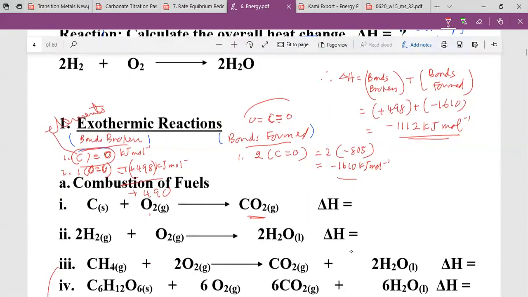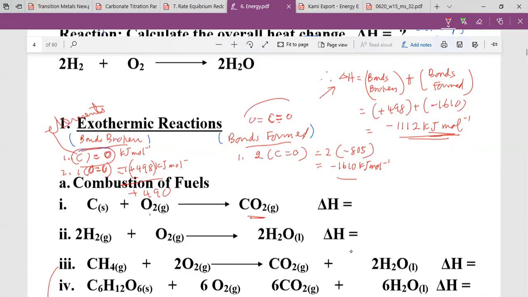This is the value. So again, then you use the formula here. Heat change equals bonds broken plus bonds formed. The sign is important, because bonds formed is negative, isn't it? So you must put the sign here. So this one, plus 498 plus minus 1610, you subtract, you get minus 1112 kilojoules per mole. The unit is also important.